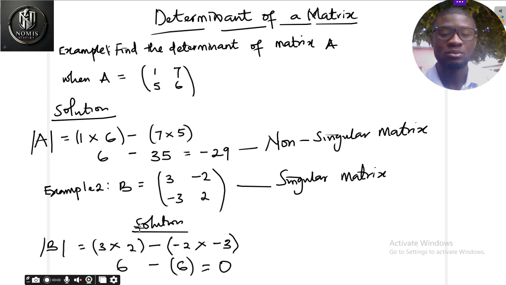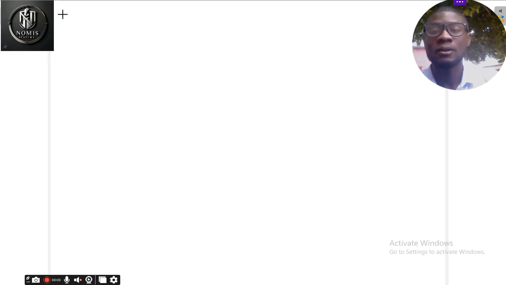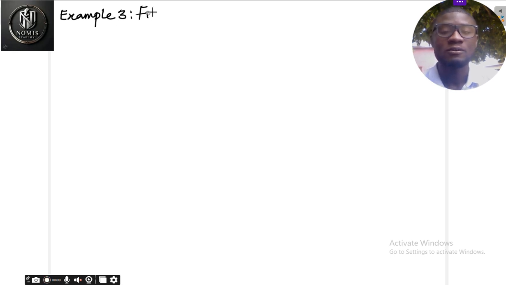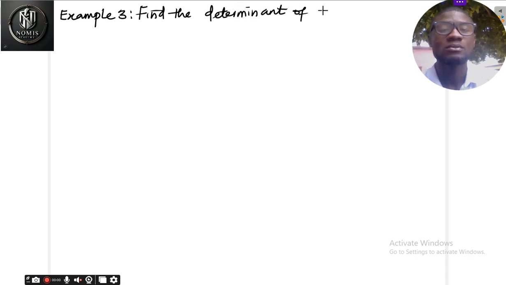Let's take example number 3. Example number 3 says, find the determinant of matrix C.